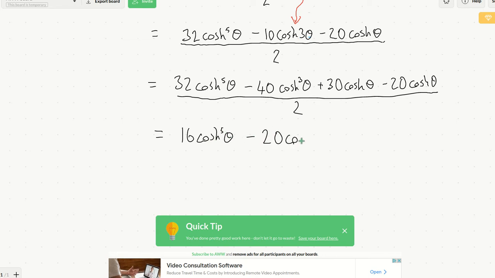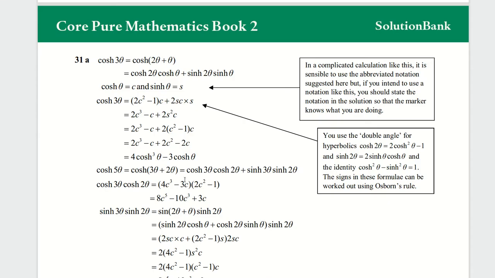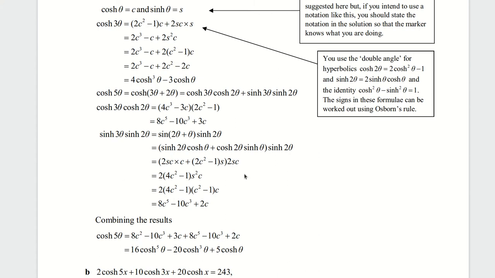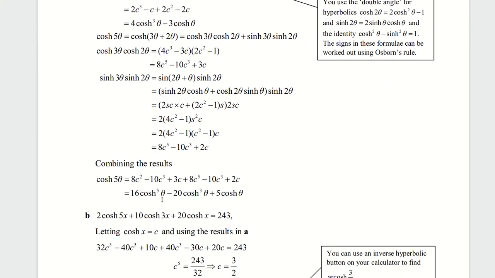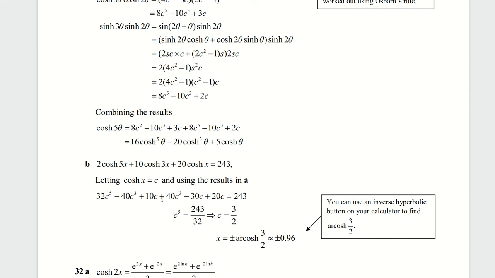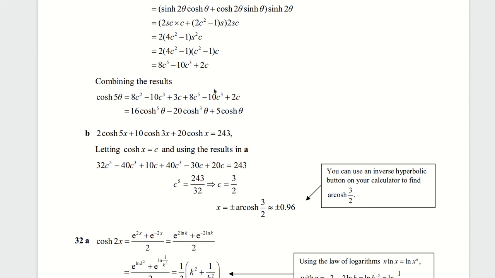So we get minus 20 cosh cubed theta there. Combine those, you're going to get 10, but divide it by 2, you're going to get 5 cosh theta. And if you look at the way I've done it, I would argue that's slightly easier than what they've done there. And I've got the same answer at the end, 16 cosh to 5 theta minus 20 cosh cubed theta plus 5 cosh theta.